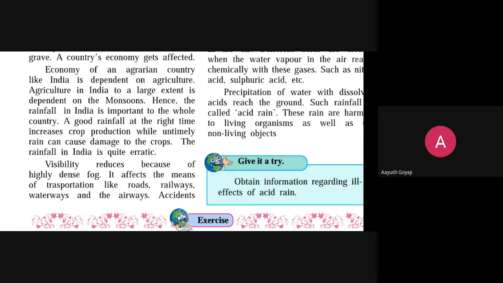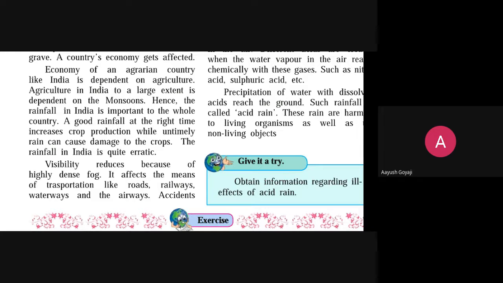Economy of an agrarian country like India is dependent on agriculture. Okay, economy of an agrarian म्हणजेच कृषी प्रधान देश आहे भारत. India is an agrarian country, so its economy is mainly dependent on agriculture. Agriculture in India to a large extent is dependent on monsoons. म्हणजेच भारतामध्ये जेवढी काही शेती केली जाते 100%, तर त्यातली मॅक्सिमम जी शेती आहे इट डिपेंड्स ऑन मान्सून, म्हणजेच पावसावर. जो पाऊस भारतात पर्टिक्युलर पावसाळा सीझन मध्ये पडतो तर त्यावर अवलंबून आहे.